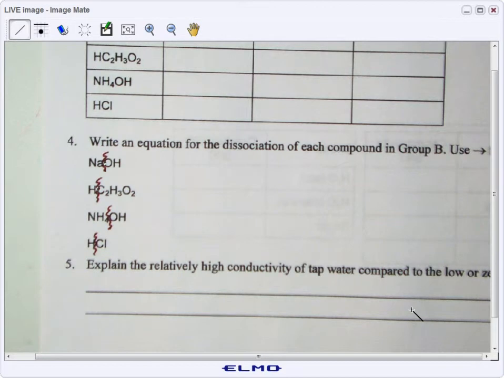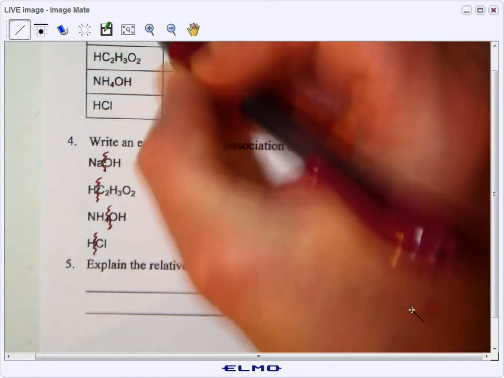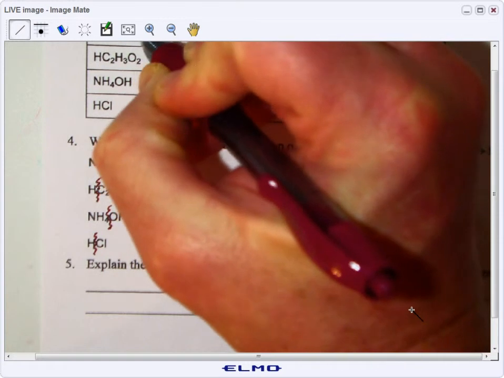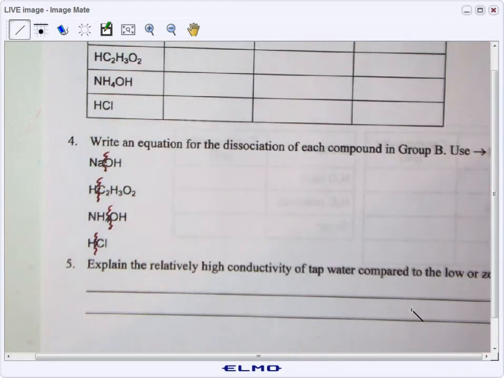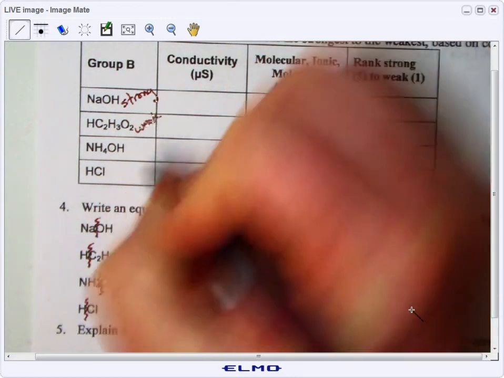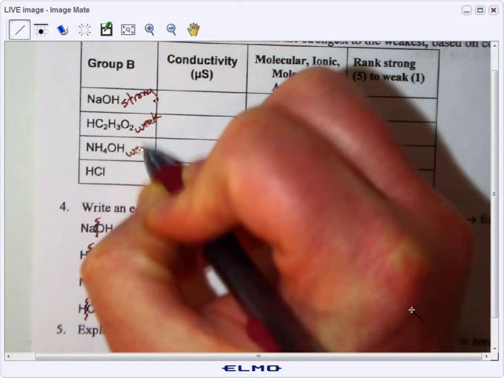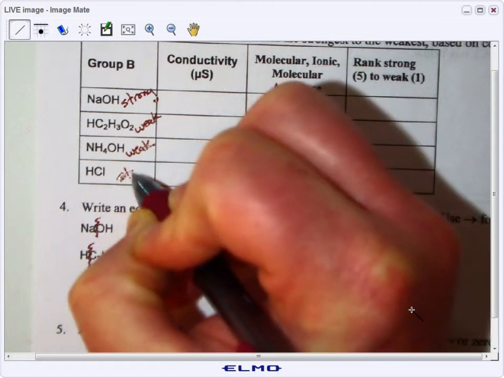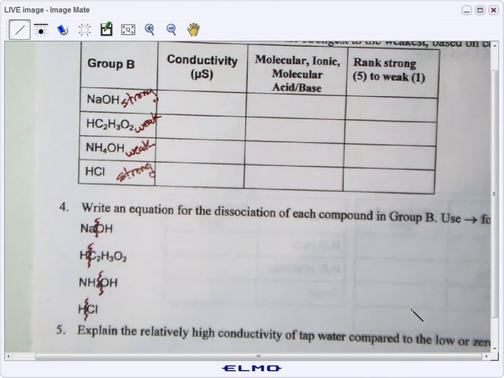Another hint for you, and you'll see it as you go along: this is a strong base. Can you see it up there? Yeah. This is a weak acid. This is a weak base. And this is a strong acid. So I have them separated out so it'll help you out a little bit as you go along.